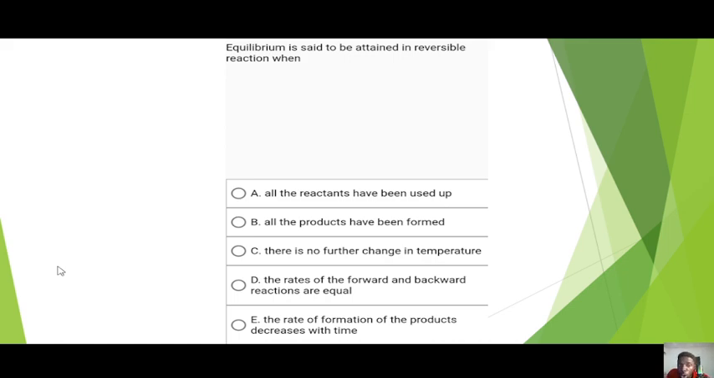What is our answer? Option D. Because it was just stated that when the system is said to be in equilibrium, the rate of forward reaction is exactly equal to the rate of backward reaction. So, with this said, we are going to be concluding our introduction to this concept.